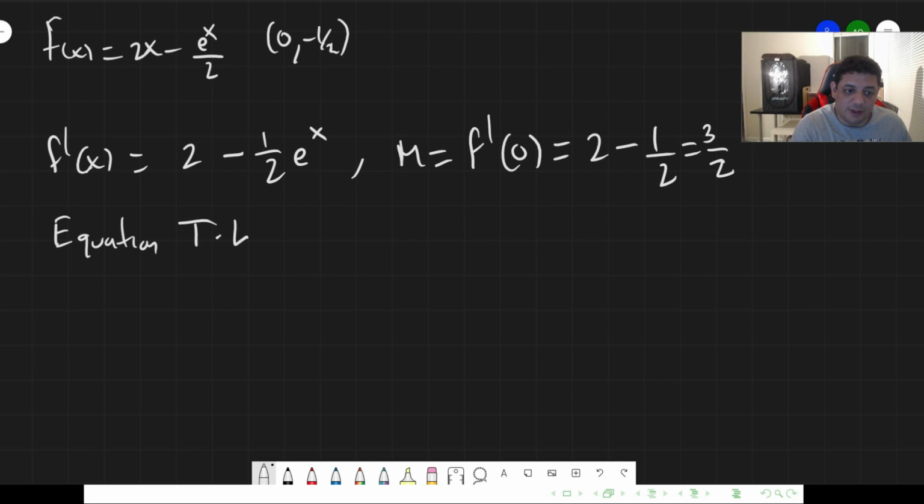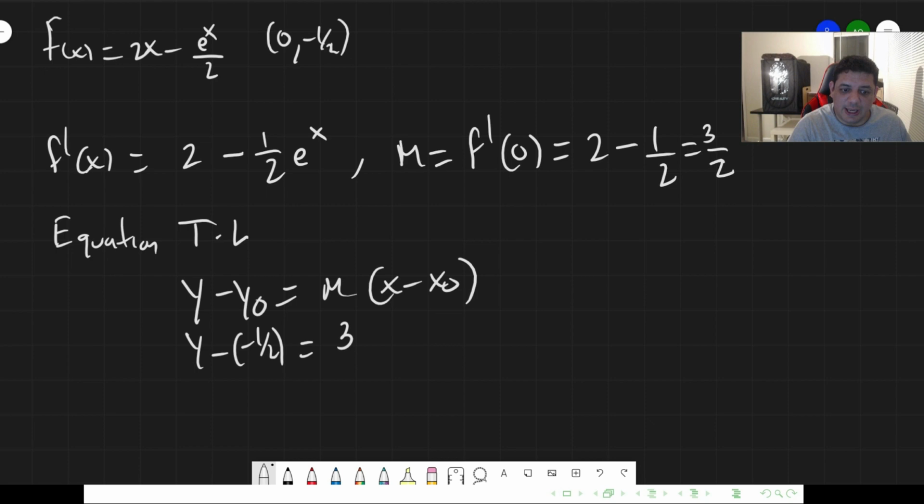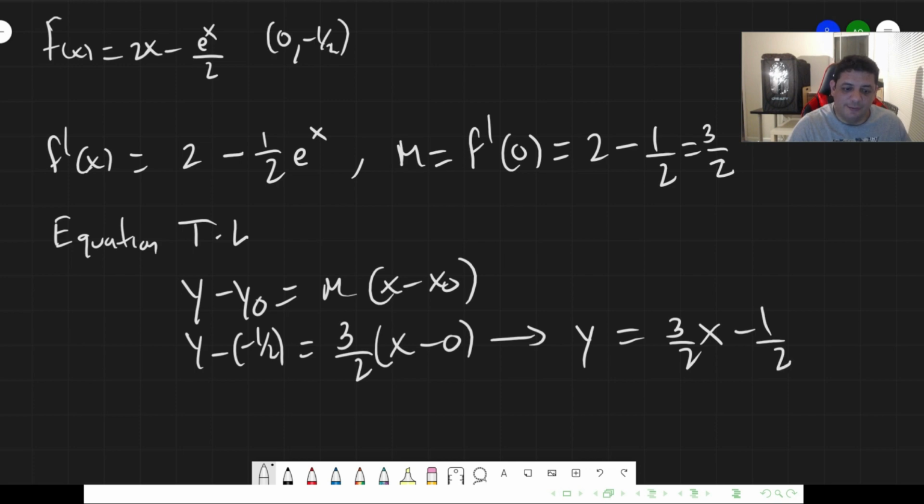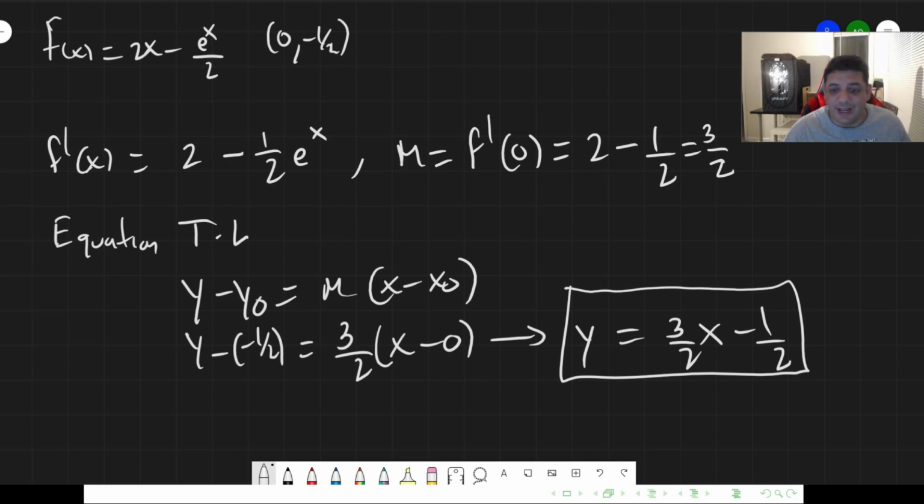The equation of the tangent line is y minus y0 equals m times (x minus x0). I have that y0 is minus 1/2, m is 3/2, and x0 is 0. So now that implies that y is 3/2 of x, and then minus 1/2 over here. Okay, and so that'll be the equation of the tangent line at that point.